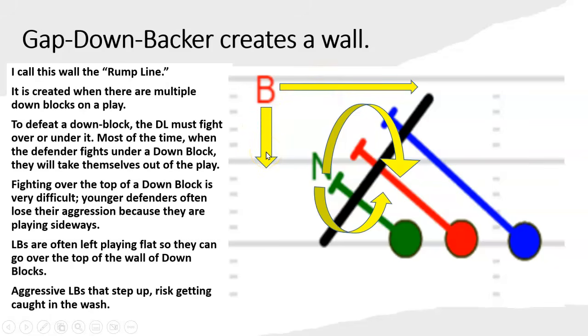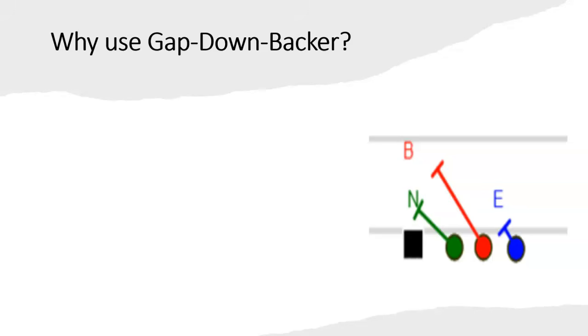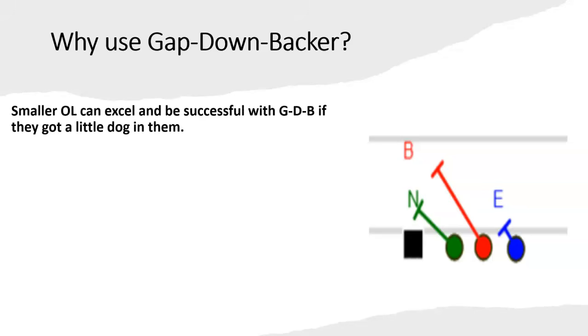Another plus that I didn't list when we talked about the advantages of gap down backer: a lot of D coordinators won't blitz it, because they're just sacrificing their linebackers, who are usually their best tacklers. All right, why use it? Smaller O linemen. Okay, am I relating to you? Am I preaching yet? Smaller O linemen can excel and be successful at gap down backer if they've got a little bit of dog in them.